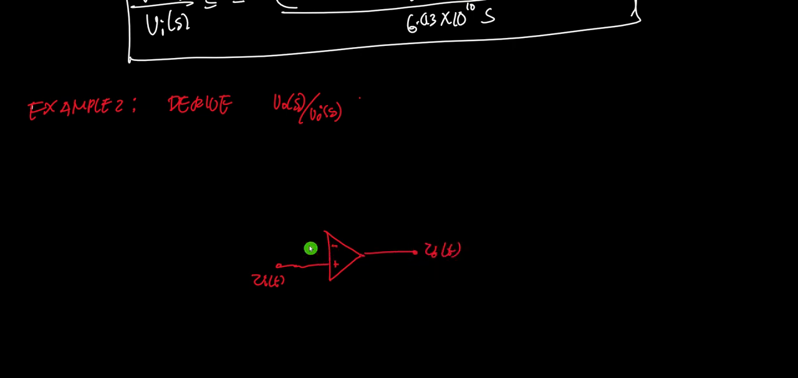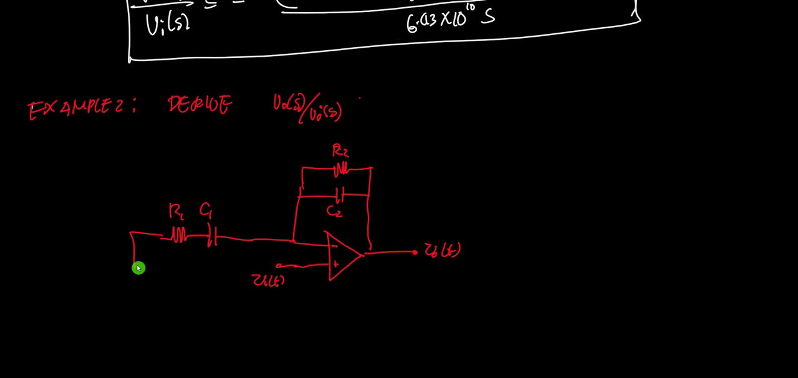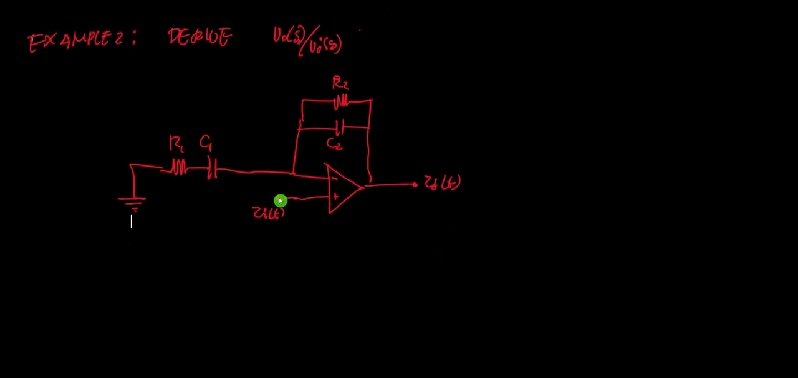Then for the feedback, we have here a resistor and a capacitor. Let's call this one R2 and this one C2. Then this is connected to another circuit here, another resistor. Let's call it R1, and this is C1, and this is connected to the ground. So what will be the transfer function of this non-inverting op amp?